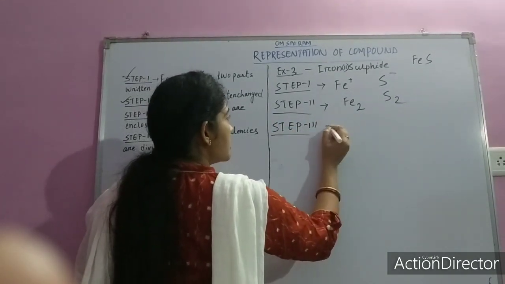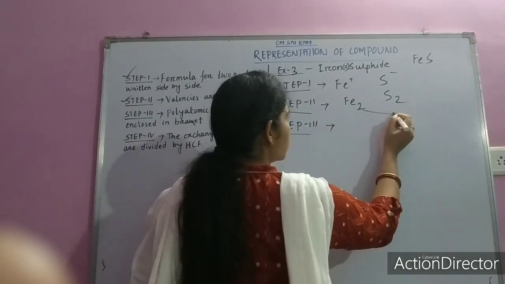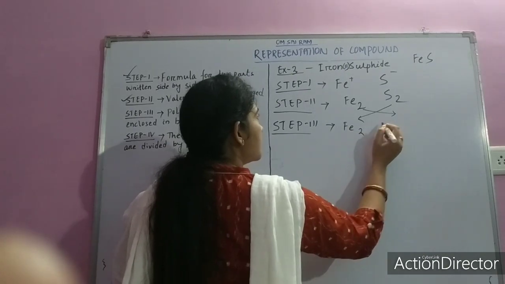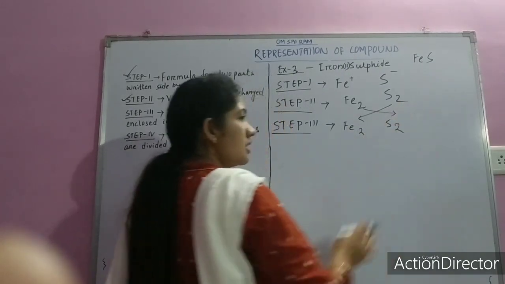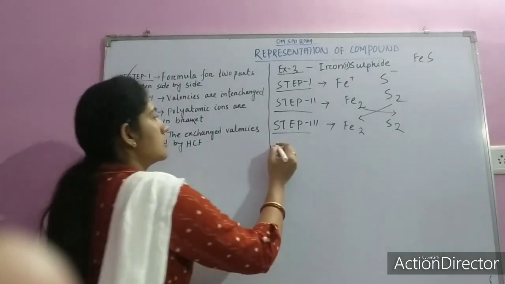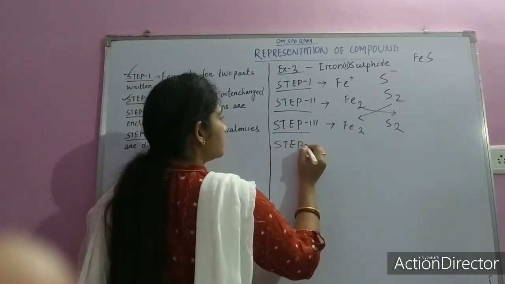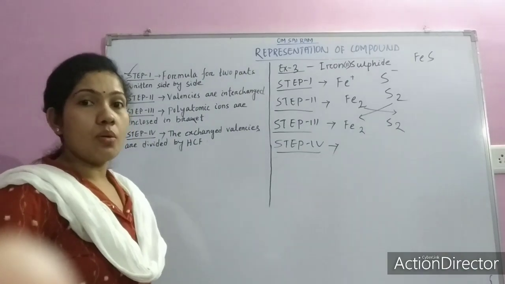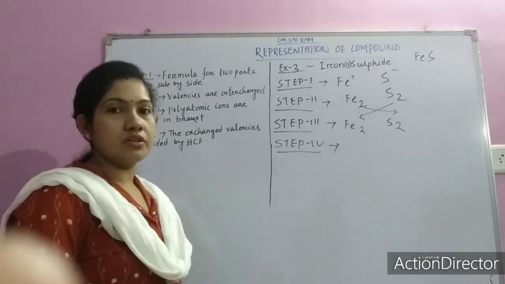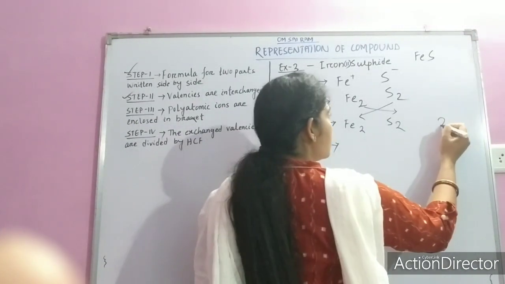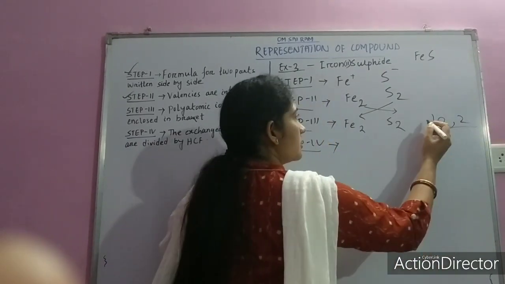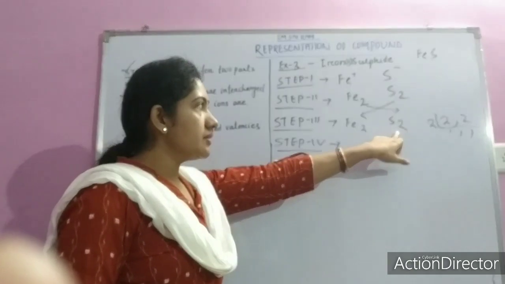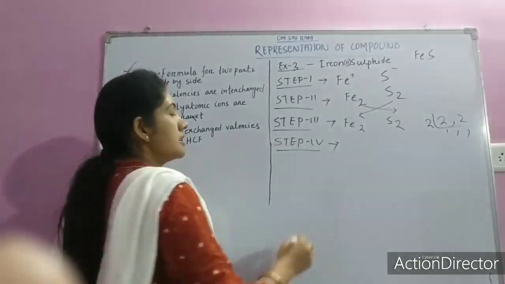We will interchange the valency. We will get the same only, because both have the same valency. Step 4: we will divide by the highest common factor. Tell me, what will be the highest common factor of 2? 2 only, isn't it? So here we divide by the highest common factor.